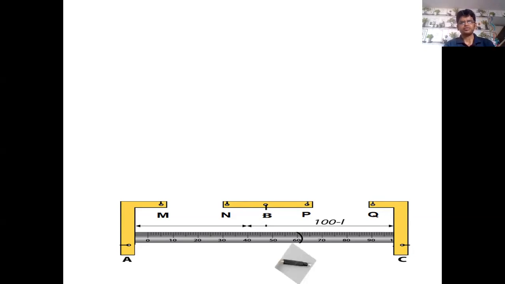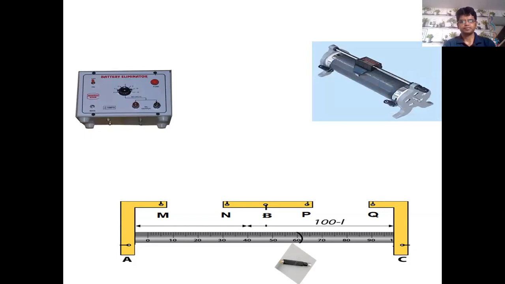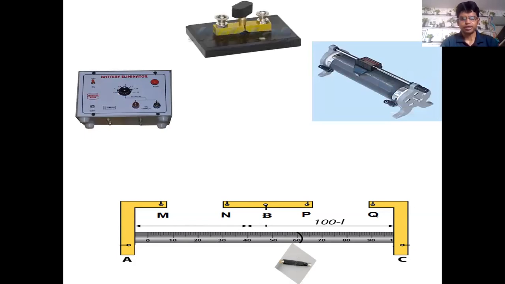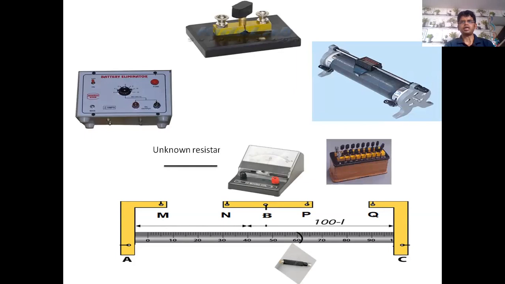Second, the jockey key. The jockey key is made of metal. With the help of the jockey key, we move it on the wire until we find the null point on the galvanometer. Second, we need a battery, then a rheostat, a simple one-plug key, an unknown resistance, and a galvanometer and the resistance box.